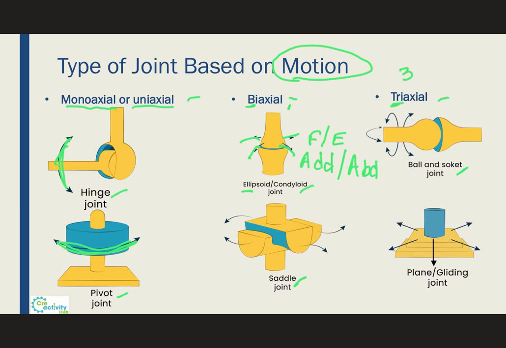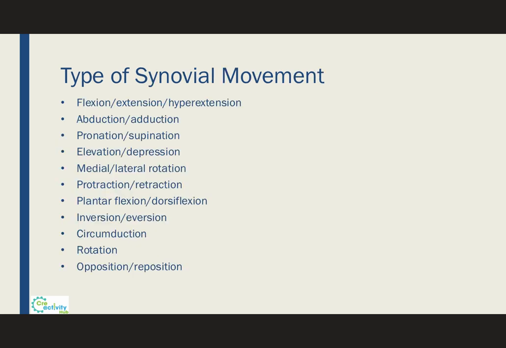And then we also have the plane or gliding joints, where the bones will slide against each other in up to 3 different planes. Now we're going to see the different types of movement of all of these synovial joints. And here is a list of them all, and we're going to talk about them in the upcoming slides.